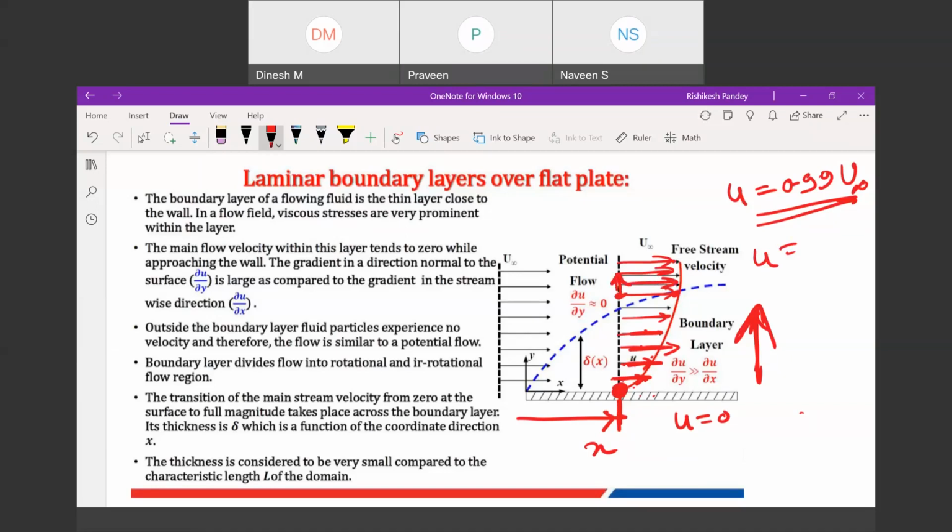Beyond this point, velocity is equal to the free stream velocity only. Okay, u is equal to u infinity. So this particular point is noted here.